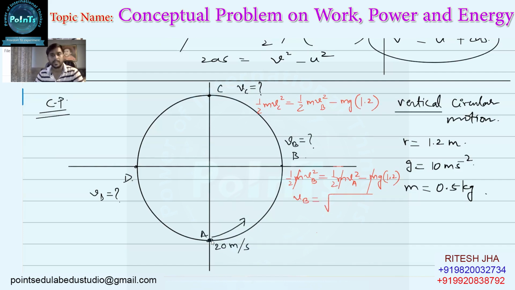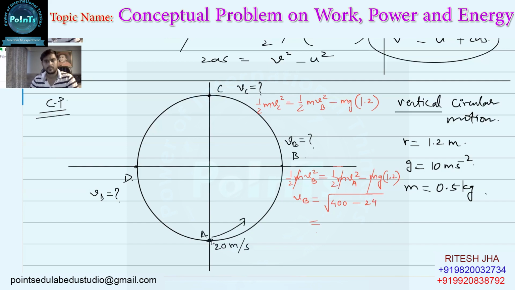VA square, what is that? That is 400 minus 2.4 into 10, so 24 basically. Yeah, so what is that equal to? 400 minus 24, so 376. Yeah, 376. And then taking the square root, what does that give you? 19.39. Okay, I guess I was wildly wrong.